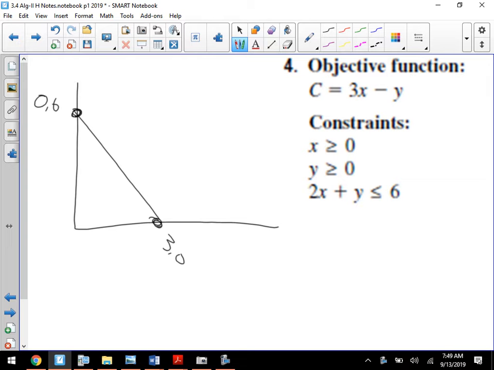Did it go through the origin? No. So what's 0 plus 0? 0. Is that smaller than 6? Yeah. So it's moving inward.